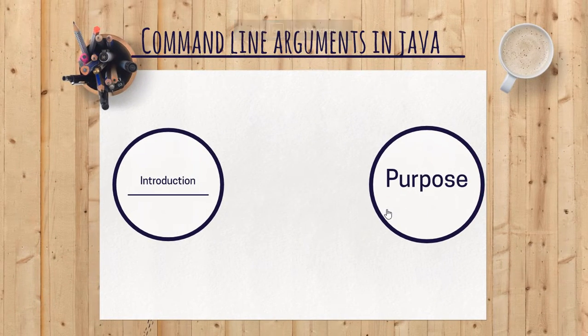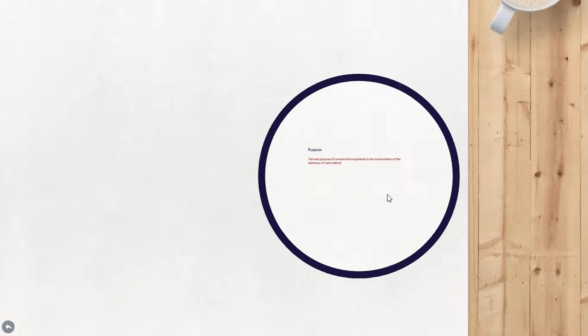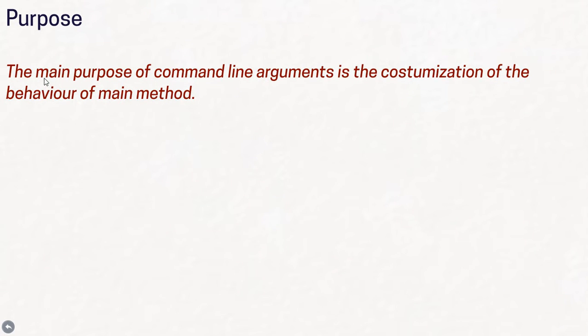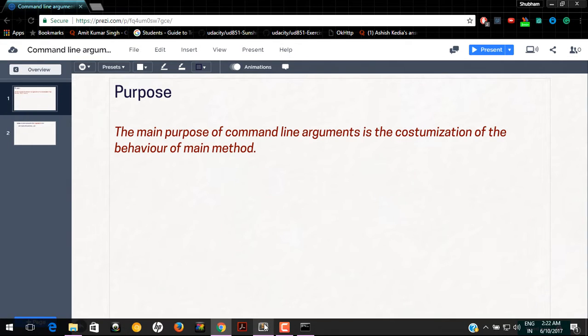So what's the purpose of passing command line arguments? Why do we pass them? What is the need to pass command line arguments? The purpose of command line arguments is the customization of the behavior of the main method. Command line arguments serve the purpose of customizing the behavior of the main method. Let's try to understand what this means.